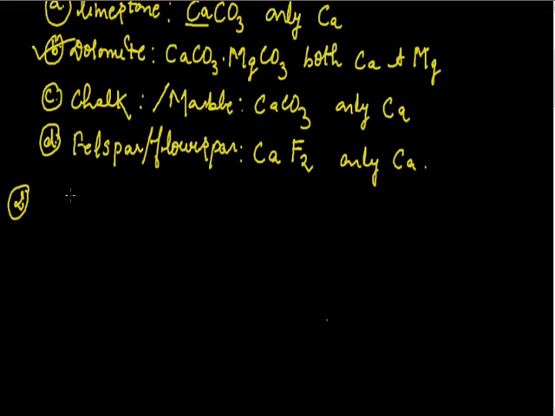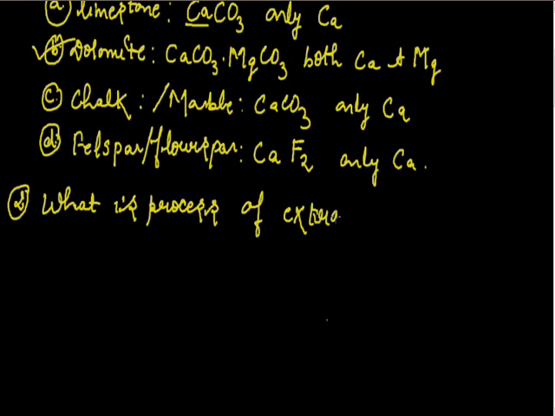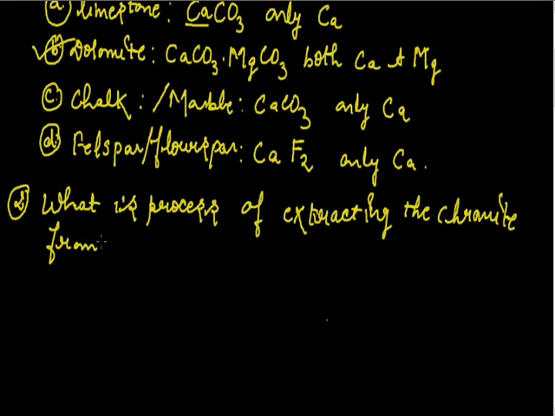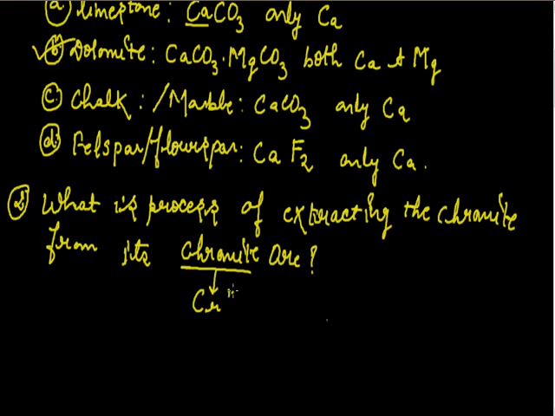Now, how do we obtain chromium? By reducing its concentrated chromite ore. What is the process of extracting chromium from its chromite ore? The ore here is chromite, which contains chromium as the metal.